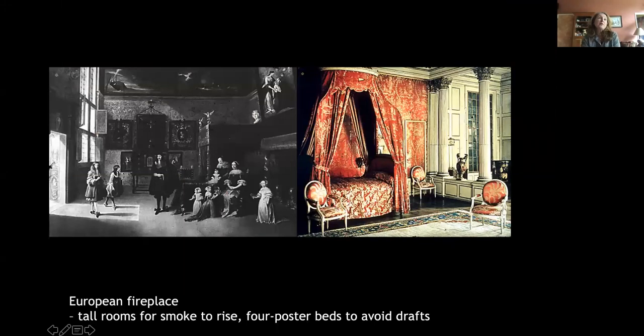Another problem with open fireplaces, which is shown on the left in this 17th century Dutch painting, was that they generated a lot of smoke. And so the rooms would often be very tall, which would allow the heavy smoke from the fireplaces to rise. And because the fireplace is also pulling in air from other rooms and from open or leaky windows and doors, it would create a lot of drafts. And so on the right, you see a 19th century French painting that shows these four-poster beds with heavy drapes. And that was a way of keeping your body warmer at night in a very drafty house.